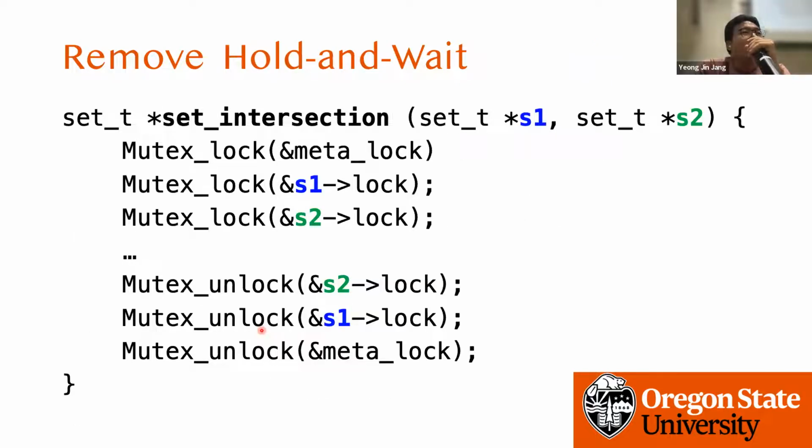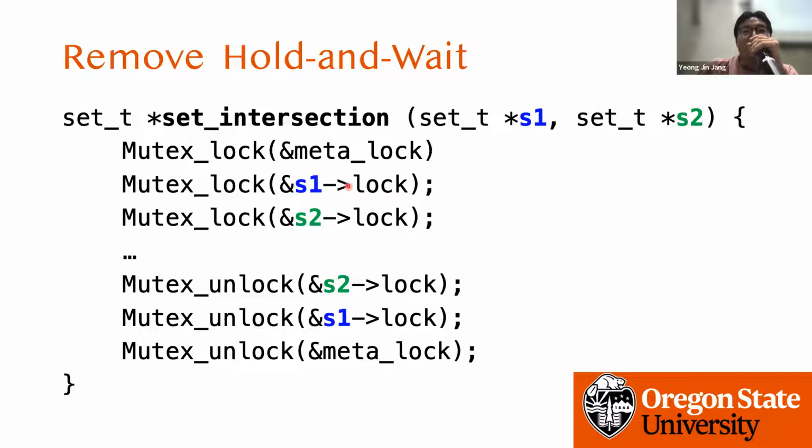To create a thread-safe data structure, we learned that we can have a meta lock like this. Even if we order the lock acquiring sequence like this, if the order of the arguments is switched, that could create a deadlock. So we can avoid the deadlock in this case with the meta lock.